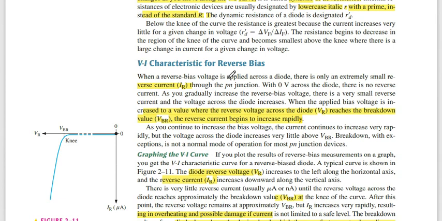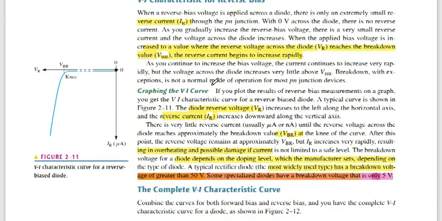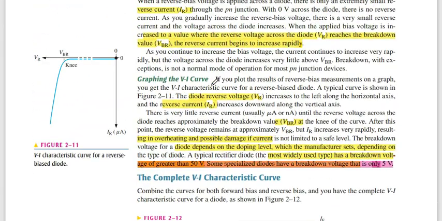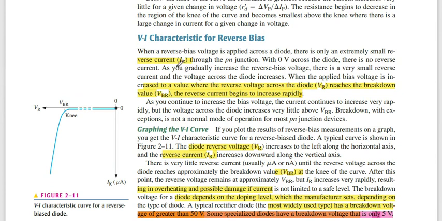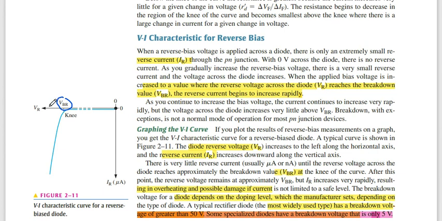Now the reverse bias characteristics. What happens when we reverse the current? We apply a reverse current connected to the diode. When the diode is connected in reverse bias, a small current passes through the diode. Very small, negligible. And this is the breakdown voltage. This is the breakdown voltage.